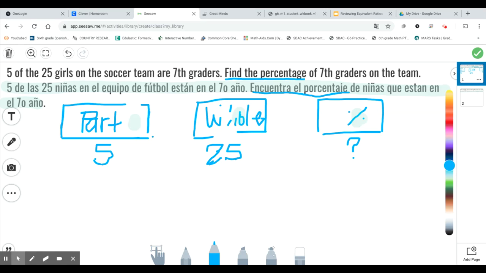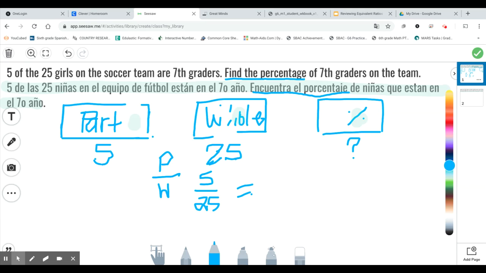When we have a part and a whole, it's like having a numerator and a denominator. We can set this up as a fraction. Part over whole. In this case, 5 over 25. We can make that equal to the percent.